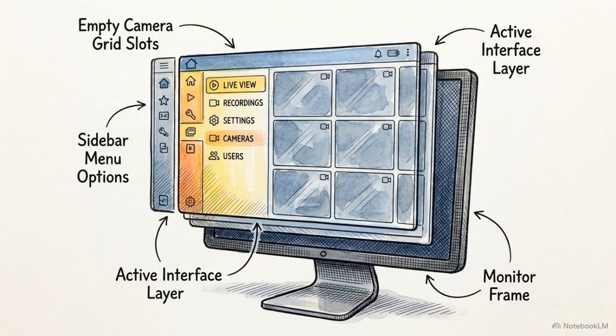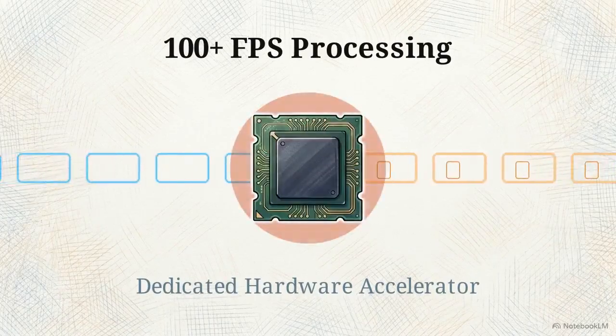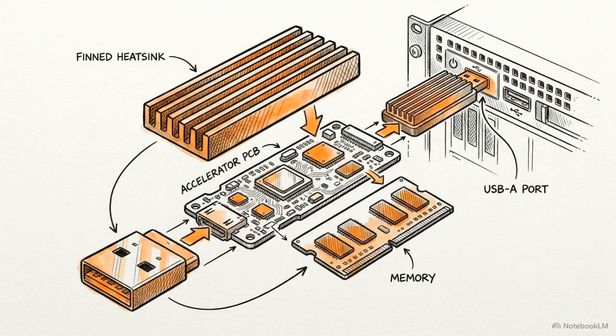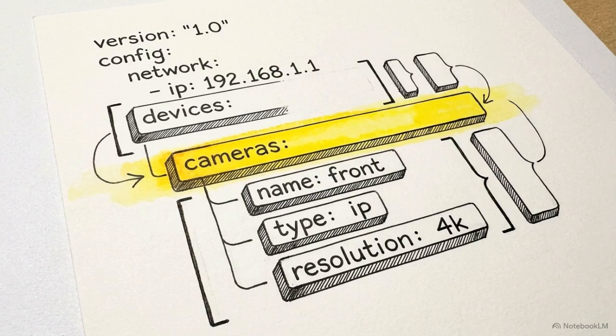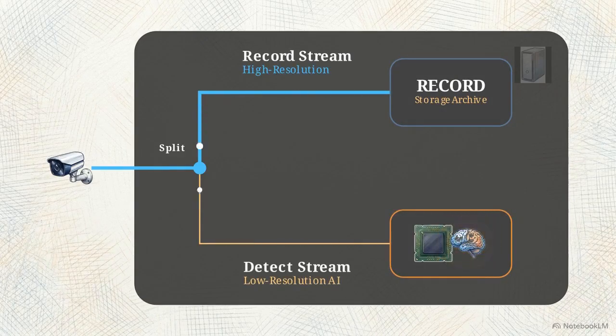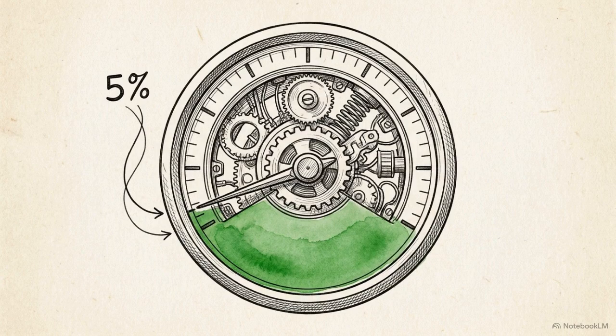Next, we set up the brain, Frigate. This is a local network video recorder built specifically for AI. To process over 100 frames per second without crashing, you need a hardware accelerator, like a Google Coral USB, plugged right into your server. To link the two systems, open your Frigate configuration file and paste that URL you copied from Scrypted directly into the camera input section. You configure two paths here: a high-resolution stream for recording and a lower-resolution substream for the AI to analyze. This keeps your CPU load to an absolute minimum.